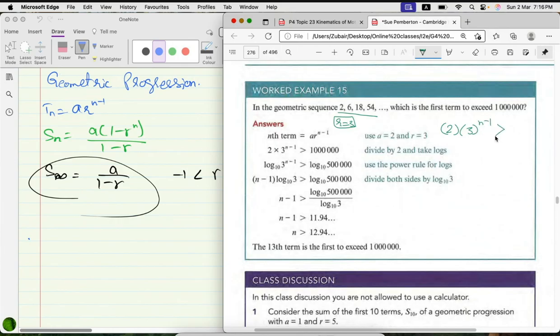Now what should n be so that it exceeds 100,000? We just divide by 2 on the other side, so that's 50,000. And then we apply logs. So n minus 1 is greater than log of 50,000 to base 3. Using the calculator, I'm getting 11.9. n minus 1 is greater than 11.9. The 1 goes on the other side, so n is greater than 12.9. It has to be an integer, so that is 13.